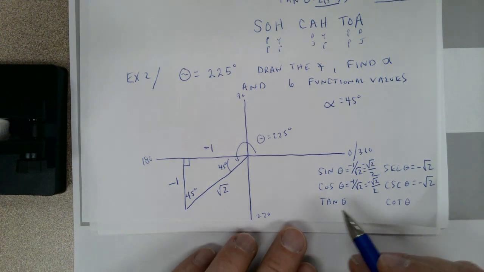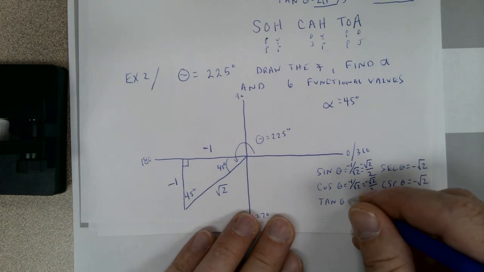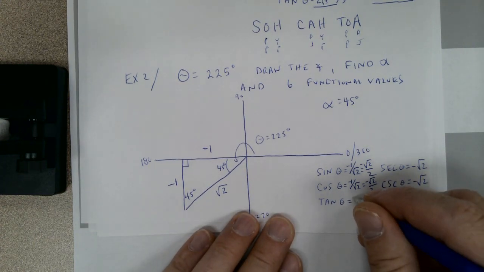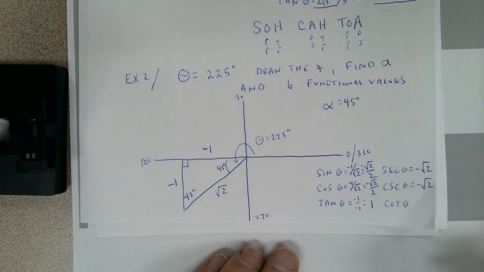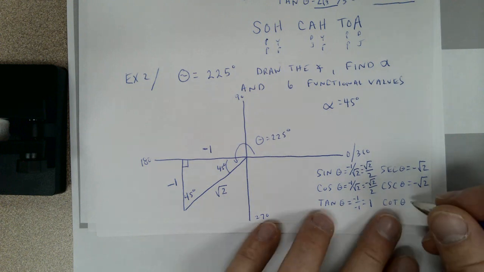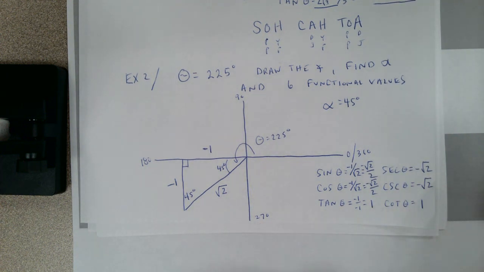For my tangent, it's going to be opposite over adjacent. That's -1 over -1. Well, -1 over -1 is simply 1. And then my reciprocal of 1 is also 1.